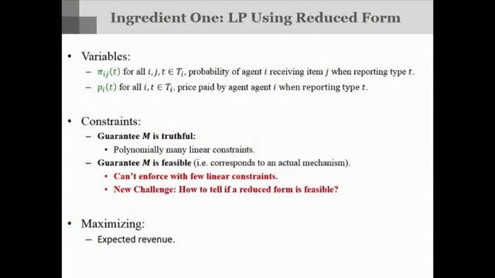Okay, so the first ingredient in the solution is going to be to write a linear program using this compact description instead of the laundry list one. Okay, so the variables you're going to have are this, what I just said, so from the reduced form. You still need to guarantee that the mechanism is truthful. And again, I'm not going to write this, but you can do this with a small number of linear constraints. And now the interesting problem is that it's kind of hard to guarantee that a description is feasible. Okay, so you can't do that with few linear constraints. And the new challenge is how can you tell if a reduced form is feasible? Okay, but you're still maximizing expected revenue, so that part is easy.